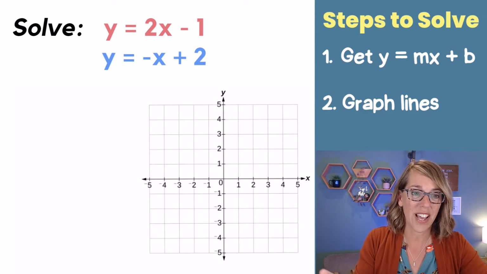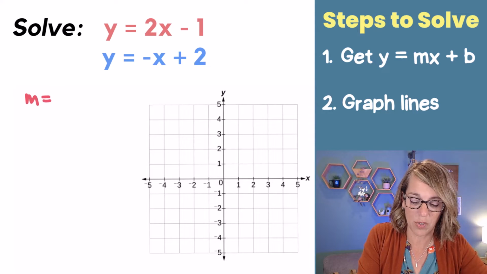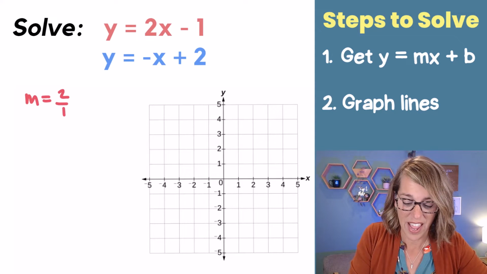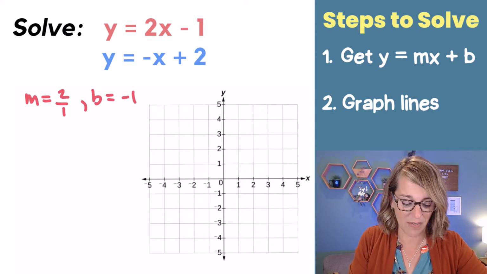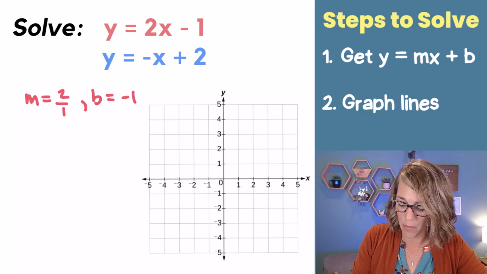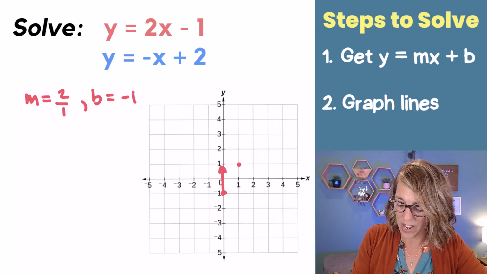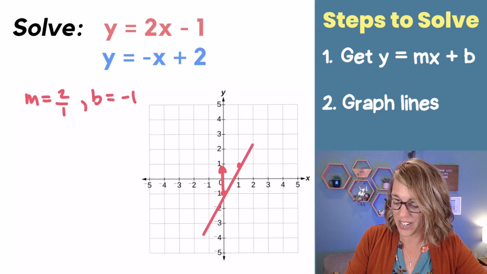For the first line, I need my slope. My slope is equal to 2, but I'm going to think of that as 2 over 1. And my y-intercept is the number on the end, which is -1. So I can plot this by starting at that -1, and then I'm going to move up 2 and over 1 to get to the second point. Let's connect those dots into a line, and it looks like this.